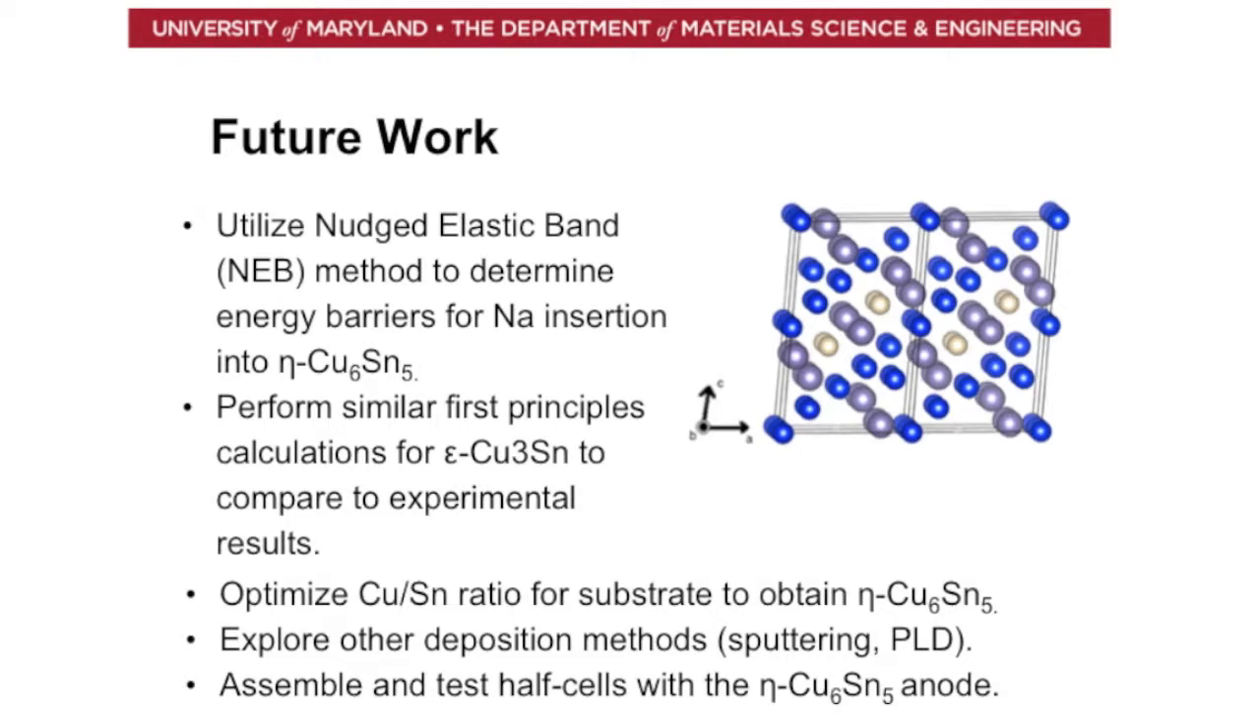If first principle calculations were done for the epsilon copper-3 tin phase, those results could be compared to our experimental results. On the experimental side, the next step would be to optimize the processing techniques used to create the copper tin samples in order to obtain the desired eta copper-6 tin 5 phase. Finally, samples of this phase can be tested in half cells to determine its electrochemical performance.